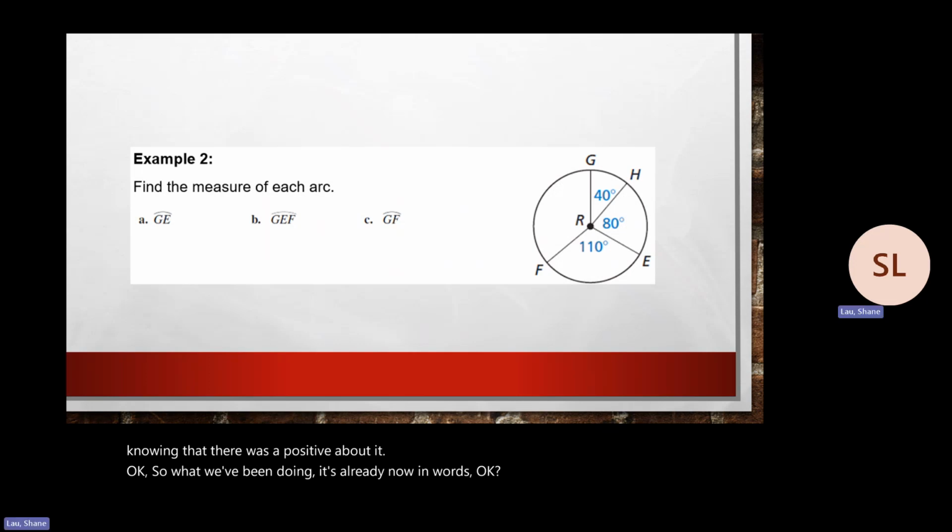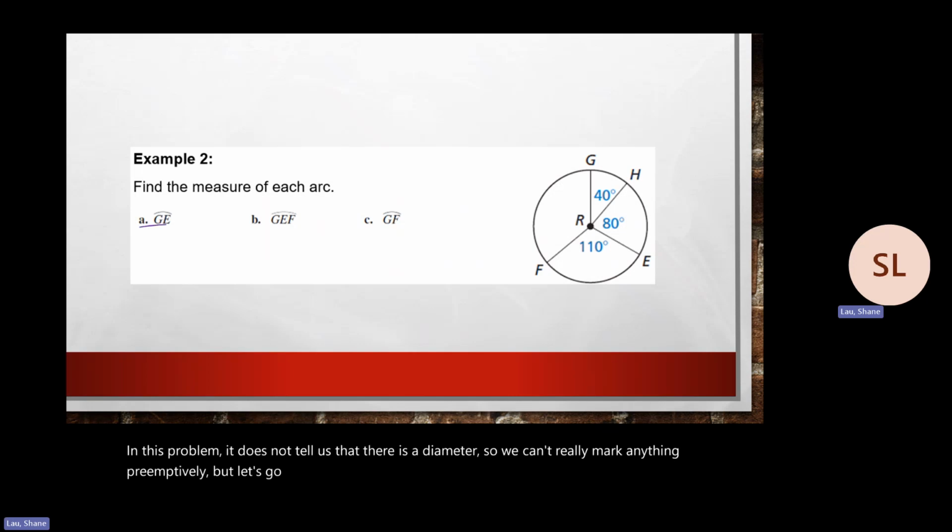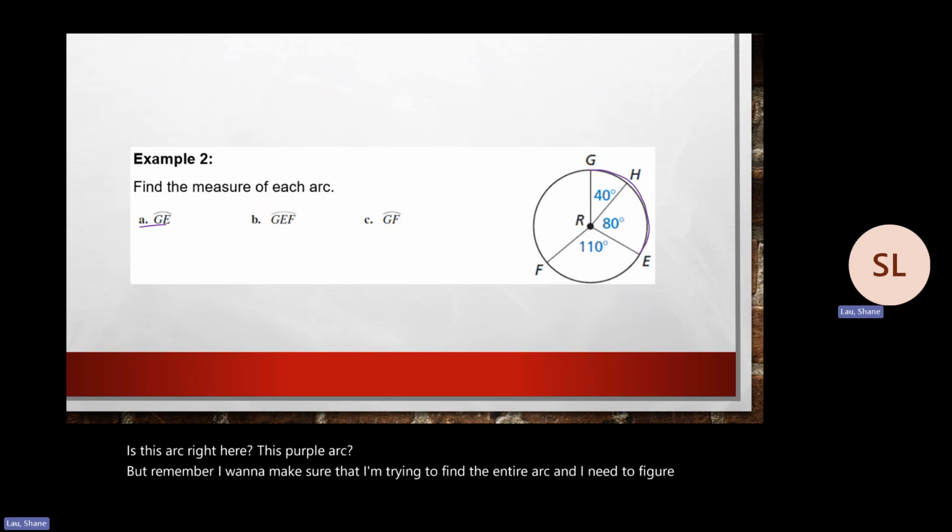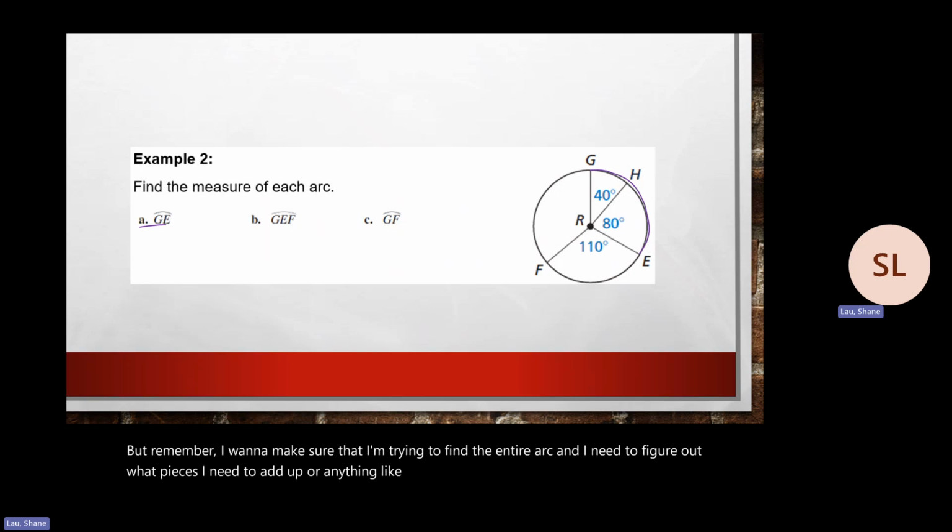In this problem, it does not tell us that there's a diameter, so we can't really mark anything preemptively. But let's go ahead and establish, oh, I want to do GE in purple. GE, I know, is this arc right here, this purple arc. But remember, I want to make sure that I'm trying to find the entire arc, and I need to figure out what pieces I need to add up to figure out what that arc is. So that's what I want to go for first. I want to figure out what pieces I need to add.